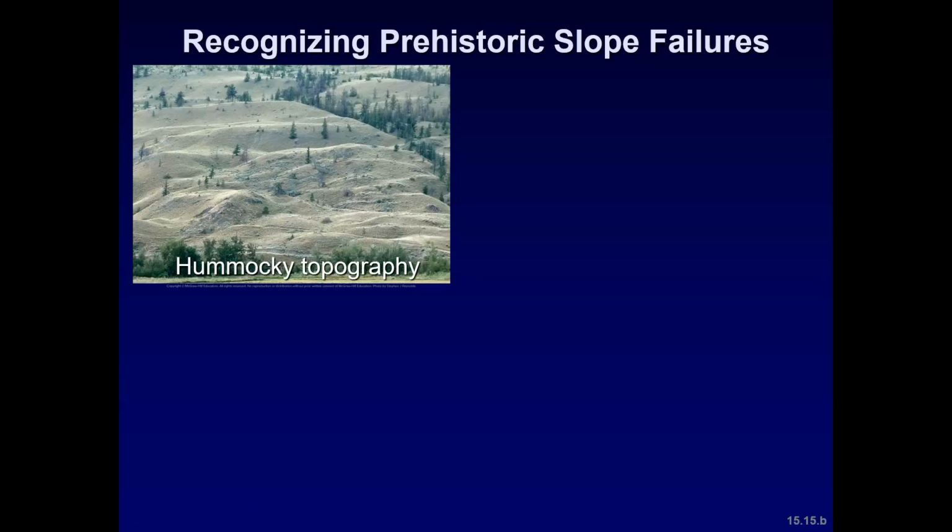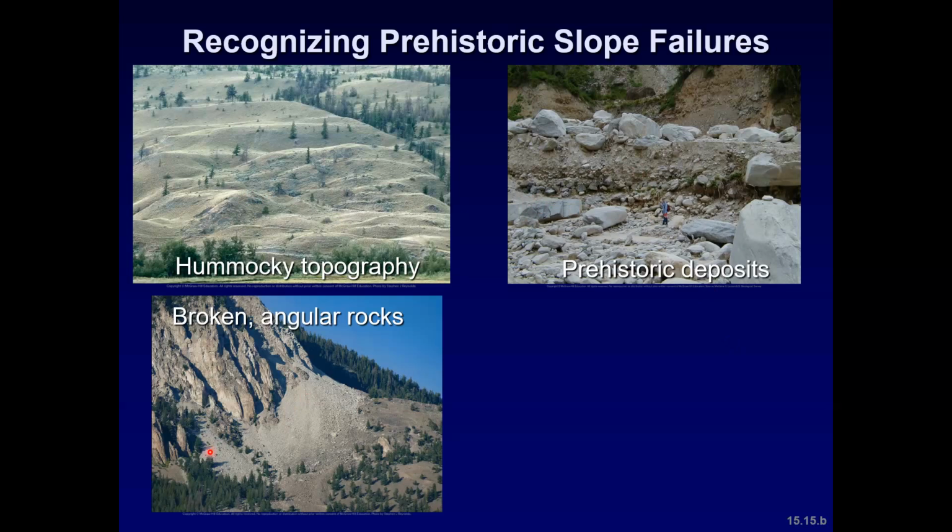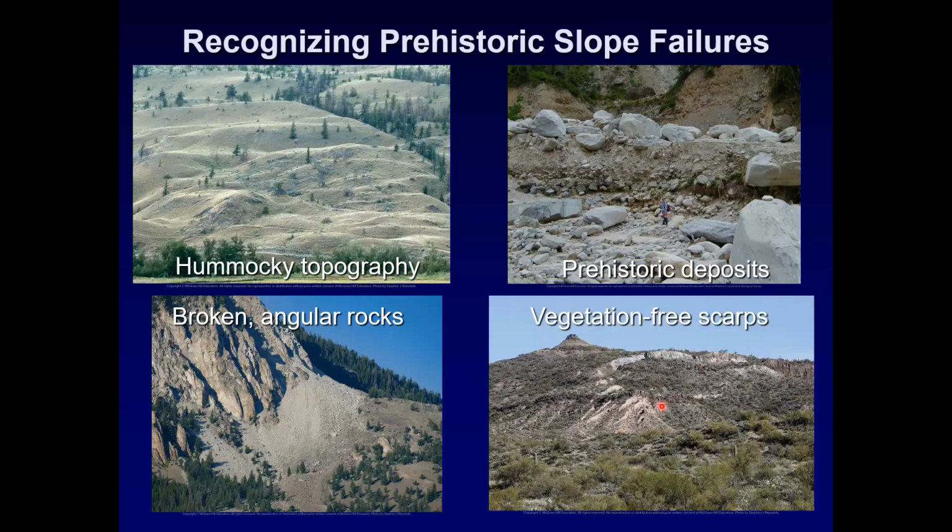We can recognize past or prehistoric slope failures through, say, hummocky topography. We call these hummocks. This is in British Columbia, Canada. Prehistoric landslide deposits, like in Venezuela. Broken angular rocks that you can see right in front of you. You know this has slid down in the past and it continues to do so. Or a scarp where material fell down and left this vegetation-free scarp as well.